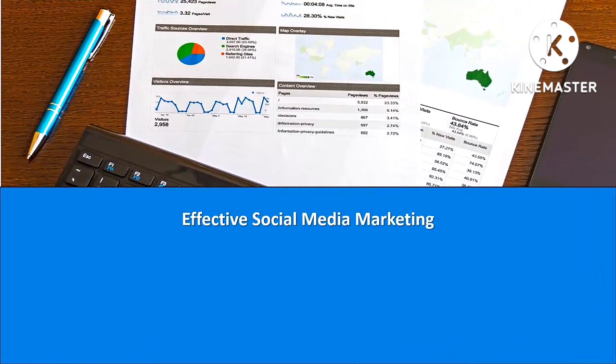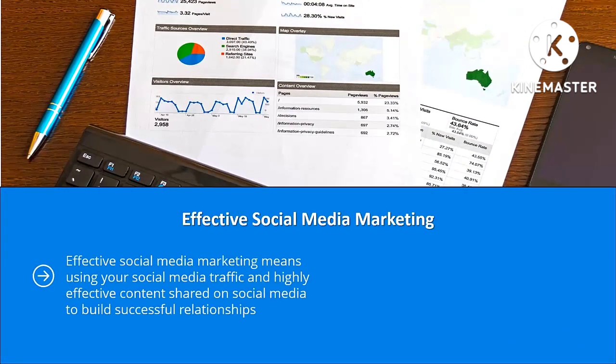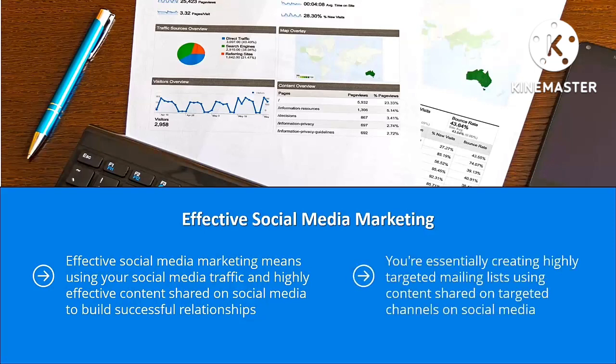Effective social media marketing means using your social media traffic and highly effective content shared on social media to build successful relationships. Your email list is going to be the platform you will use to convert the relationships made possible through all that social media traffic. You're essentially creating highly targeted mailing lists using content shared on targeted channels on social media. This is the secret to effective modern social media marketing.